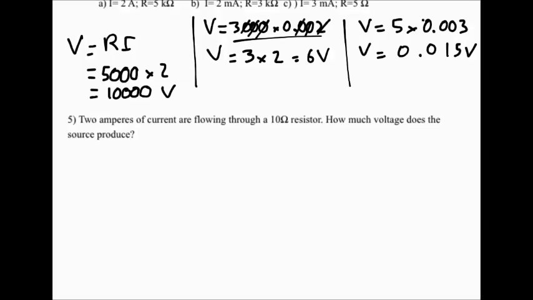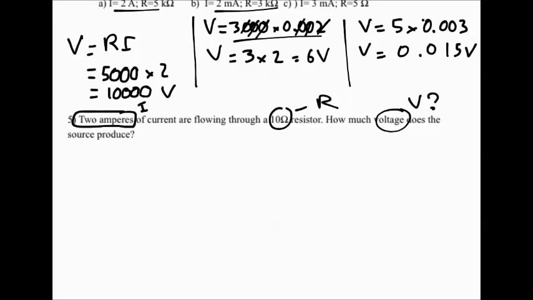Question 5. 2 amps of current are flowing through a 10 ohm resistor. How much voltage does the source produce? Well, here it's the same thing again, it's just that the question is in English as opposed to just being given values like here. You have to make sure you know what you're speaking about. So 2 amps, which means that you're given the current. 10 ohm, you're given R. How much voltage are you looking for?